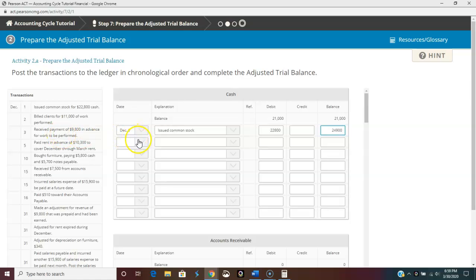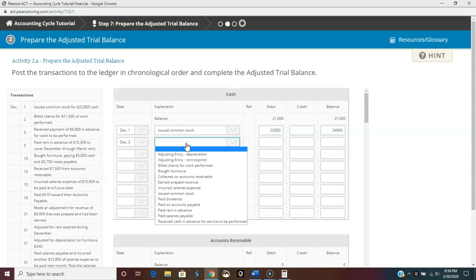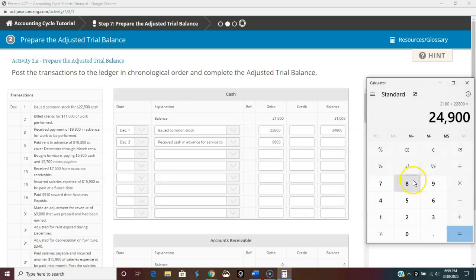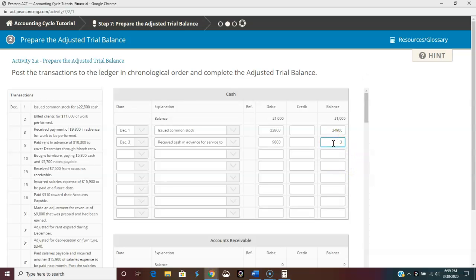Billed clients, we didn't get any money. So on the 3rd, we got money. December 3rd, received cash in advance for services to be performed. That's 9,800. So the balance now is plus 9,800 is 34.7. If I could skip this one, I would, but you can't.